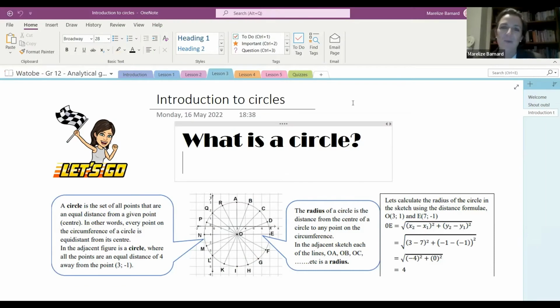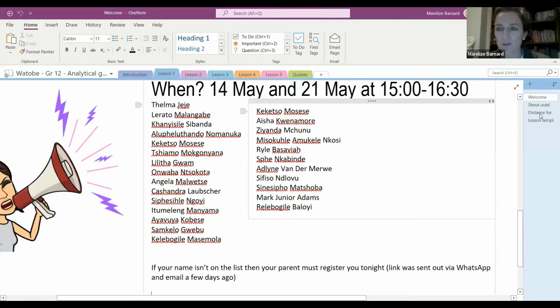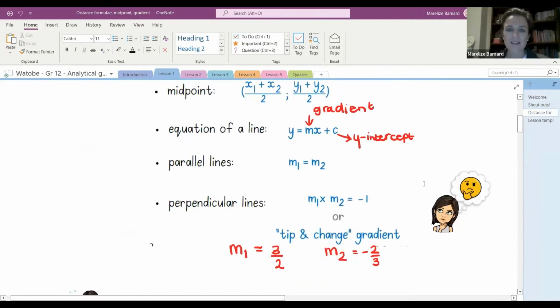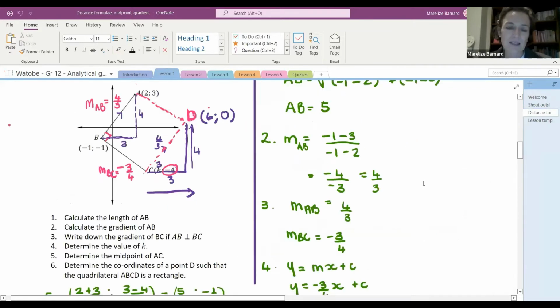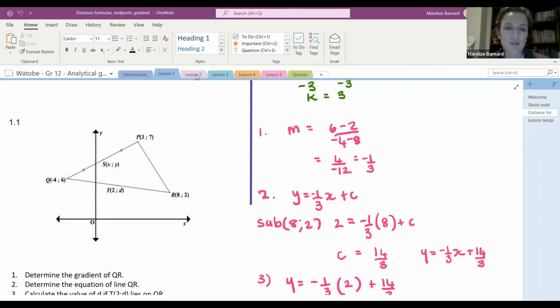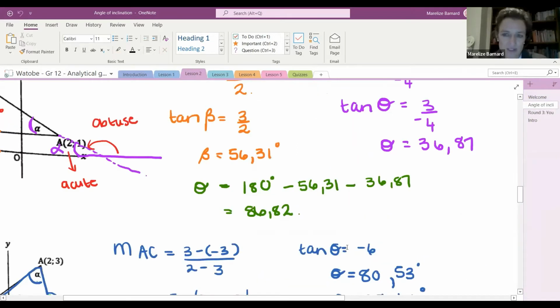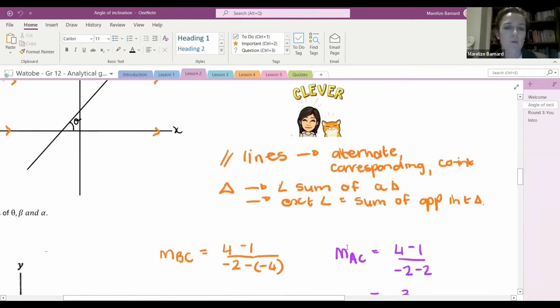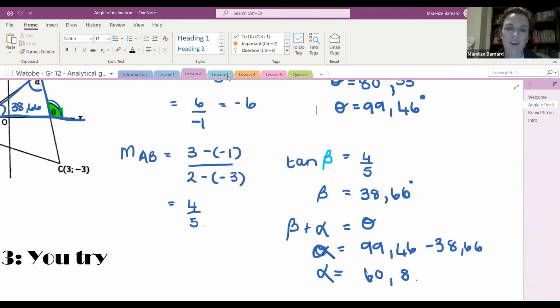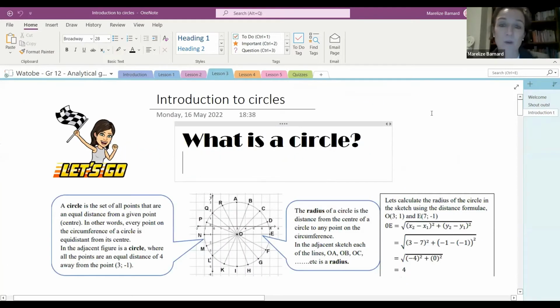Okay, just to recap where we were a few lessons ago, we started with the basics, finding gradients and finding distances, midpoints, etc. Then in lesson 2, which we had last week Thursday, that your quiz was on, we looked at angles of inclination. And today we are going to start with the grade 12 part of the analytical geometry, which is all about the circle.